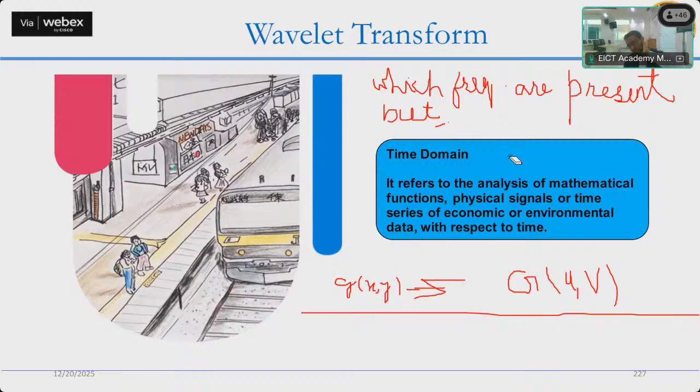What does the wavelet transform say? It refers to the analysis of a mathematical function, a physical signal, or a time series of economic or environmental data with respect to time.